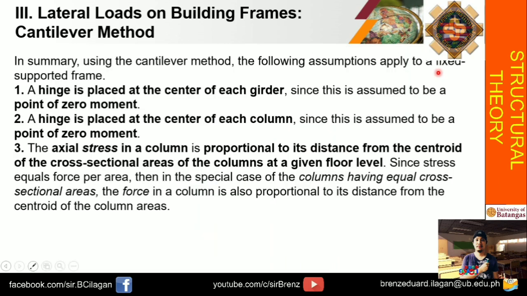Okay, to summarize, using the cantilever method, the following assumptions apply to a fixed supported frame. Number 1, a hinge is placed at the center of each girder, since this is assumed to be a point of zero moment. Number 2, a hinge is placed at the center of each column, since this is assumed to be a point of zero moment. And number 3, the axial stress in the column is proportional to its distance from the centroid of the cross-sectional areas of the columns at a given floor level. Since stress equals force per area, then in the special case of the columns having equal cross-sectional areas, the force in a column is also proportional to its distance from the centroid of the column areas.